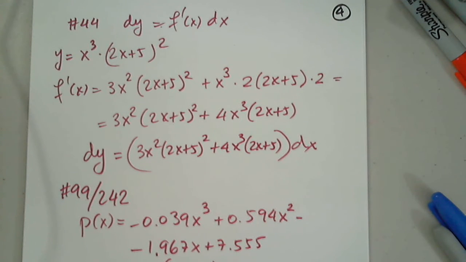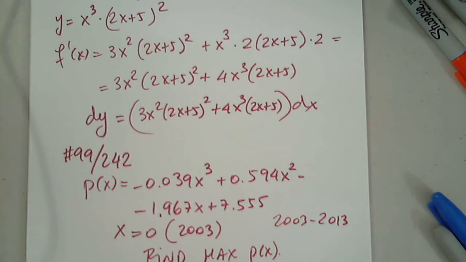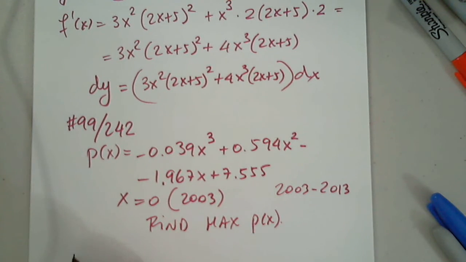According to this model, in what year during the period 2003 to 2013 was this percentage a maximum? So I'm asked to find the maximum. Find max P of x. Okay, what do we need to do? Anyone? Find the derivative. Excellent.